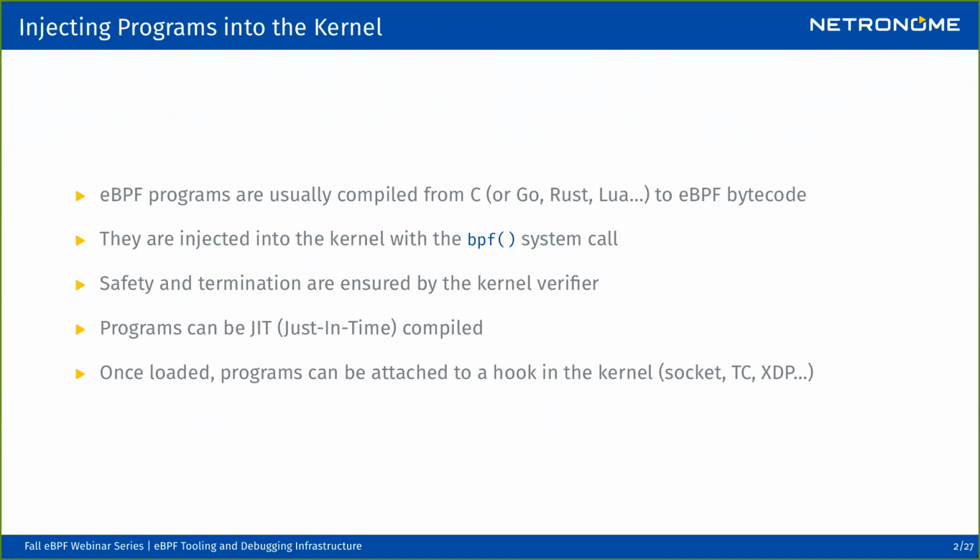And at last, once they are loaded, the programs can be attached to one of the different hooks that we have in the kernel. So you have hooks for attaching programs on TC, traffic control, on the XDP interface at the driver level. You have other hooks as well that can be used for tracing and monitoring the internals of the Linux kernel, but this presentation only focuses on programs attached to networking hooks.